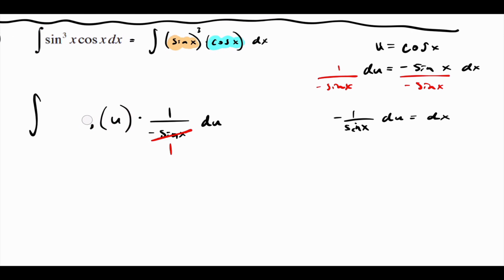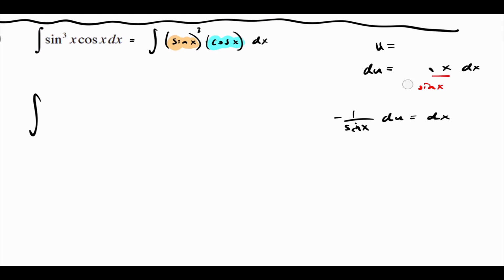How do you correct your mistake? You go back to where you started and pick the other one. Pick the other option. Okay, I picked cosine. It didn't work. So let me pick sine now. The derivative of sine is cosine.